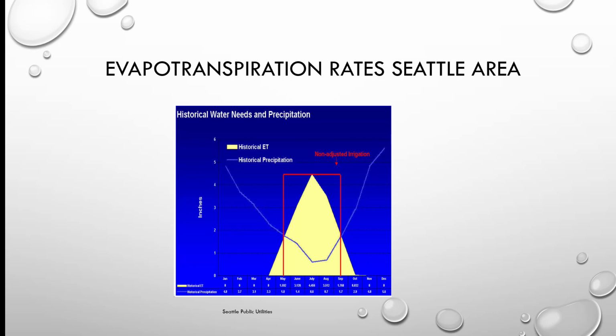Okay, and this is something from Seattle Public Utilities. They posted this a number of years ago, but they were trying to get people to use clocks, timers that would be clued into evapotranspiration. Evapotranspiration, as we talked about earlier, is a combination of transpiration and evaporation. And of course, in our area, July is going to be the month we're going to have the most historical evapotranspiration.